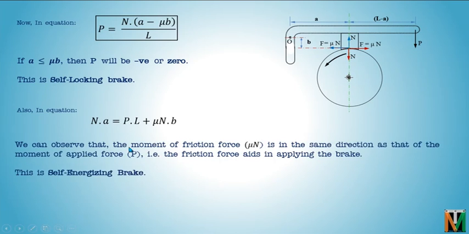So we observe that the friction force mu N is in the same direction as that of the applied force. So we can see that the friction force aids in applying the brake. Both are in the same direction. This is also rotating the lever in the clockwise direction, and friction force is also rotating in the clockwise direction. Both are in the same direction, so the friction force is helping the applied force. So these are self-energizing brakes. Practically, we wish to have self-energizing brakes and we generally avoid self-locking brakes. But in some cases, self-locking brakes are used. They are used in backstops of rotating parts.